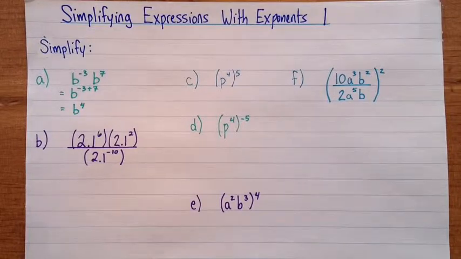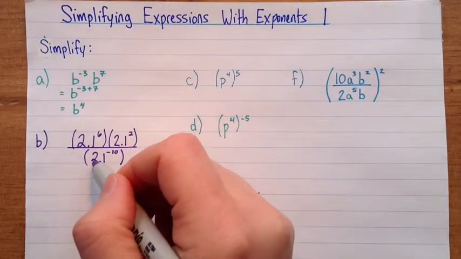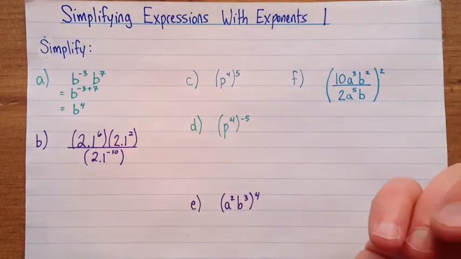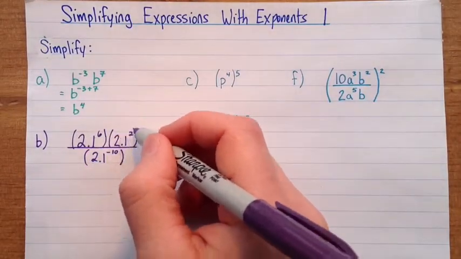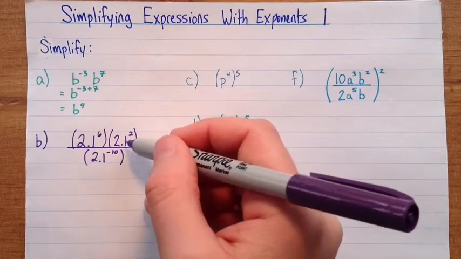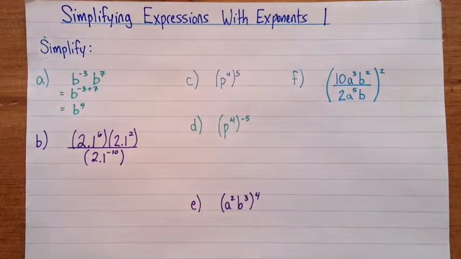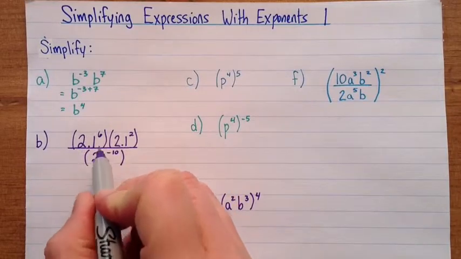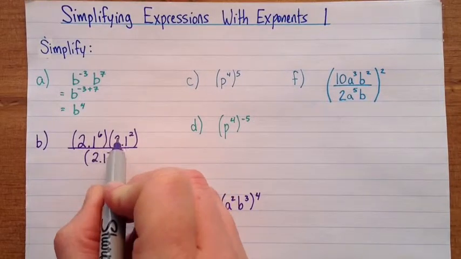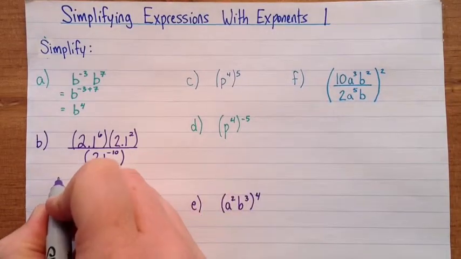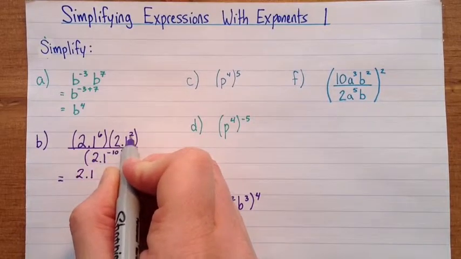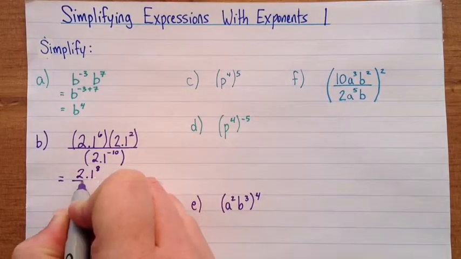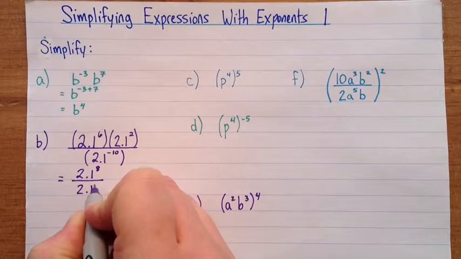Okay. In the next one I've got 2.1 to the exponent 6 times 2.1 squared divided by 2.1 to the exponent negative 10. So in this one I have 2 things going on. I've got a product of powers and I also have a quotient of powers. So I'll start with the numerator, and on the top, because I'm multiplying the powers and they have the same base, I'm going to add the exponents. So I'll have 2.1 to the exponent 6 plus 2 is 8, divided by 2.1 to the exponent negative 10.